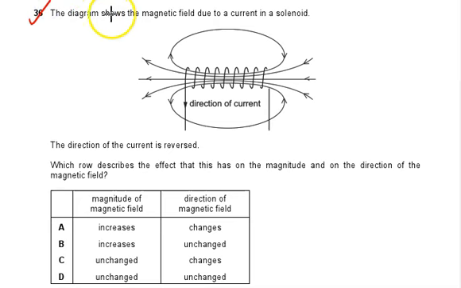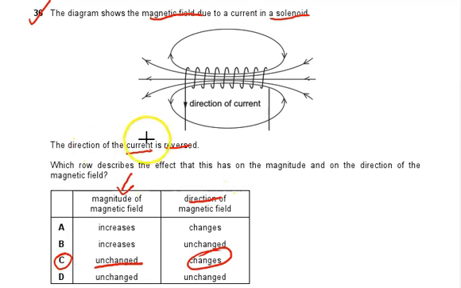Okay, 36. The diagram shows the magnetic field due to a current in a solenoid. The direction of the current is reversed. So the magnitude here will remain unchanged, and the direction of the magnetic field will also change. Okay, direction will be changed. So your answer here will be C, because they just changed the direction of the current, from positive to negative, and then changed it to negative and positive here.